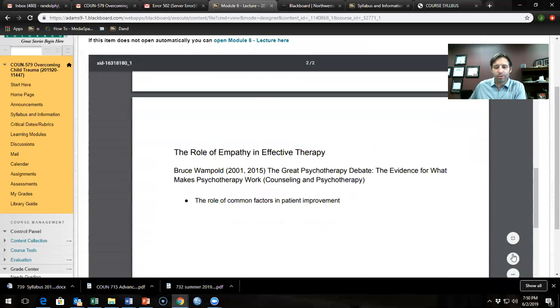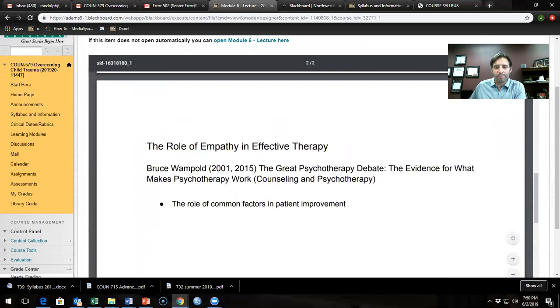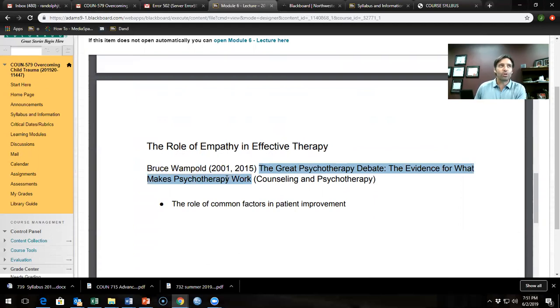And this is one of the questions that Bruce Wampold asks. This comes from the 2001 book, The Great Psychotherapy Debate: The Evidence for What Makes Psychotherapy Work. It's this huge meta-analysis. Wampold looks at research from the 30s and 40s all the way up to the present, when he published it in 2001, looking for which therapy is better than another.